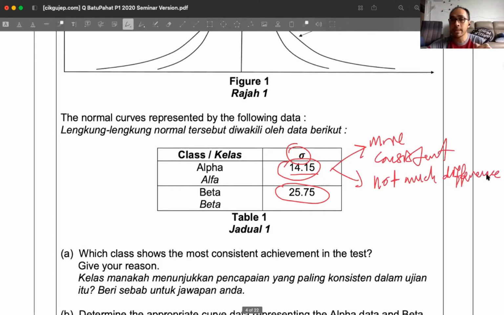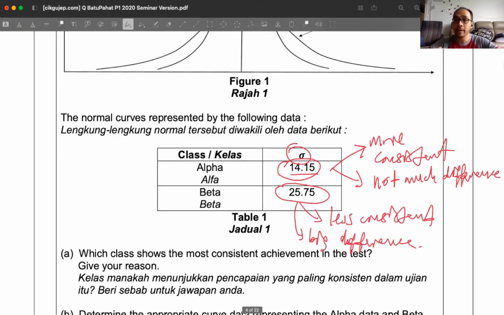Okay, like I said just now, class A's marks are between 40 to 50 only, between 50 to 60 only. Everybody in that class has marks in that range, 50 until 60, not so much difference. But in a class that has a bigger standard deviation, this is less consistent. Okay, less consistent, and the difference is a very big difference.